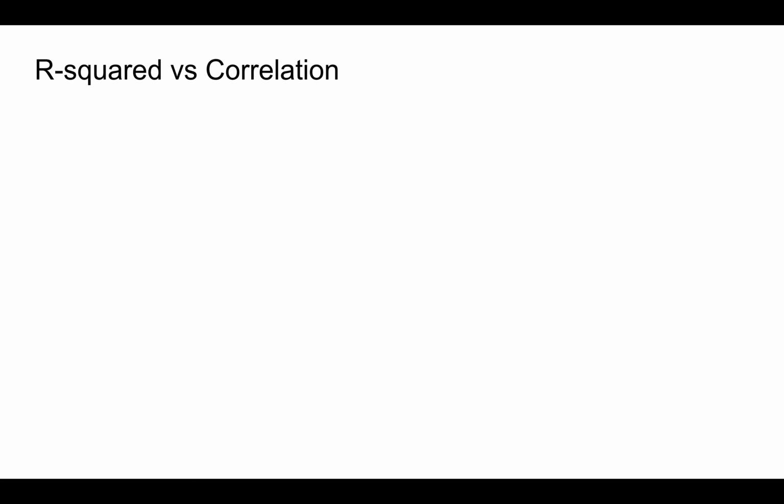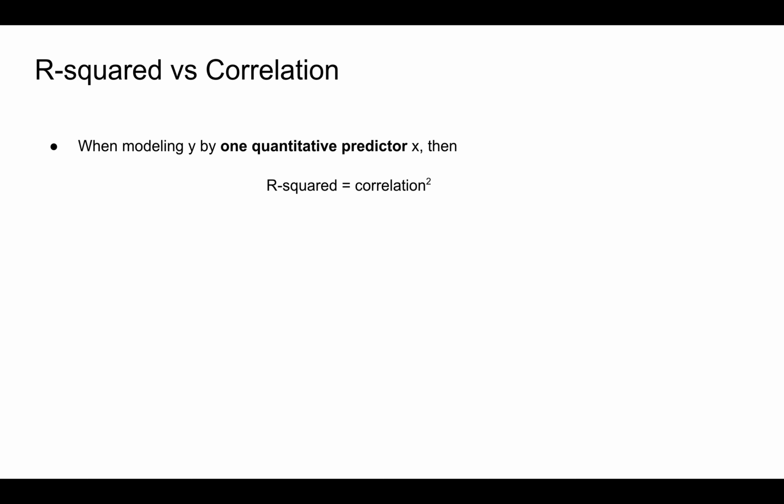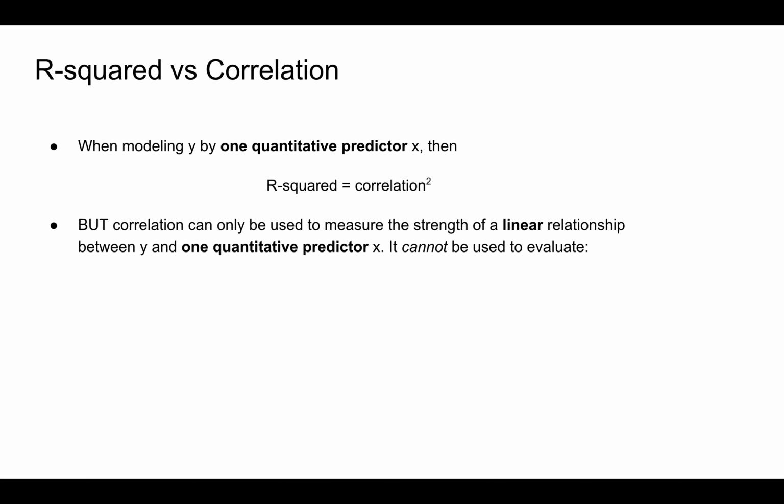Finally, I want to connect R-squared to perhaps a more familiar concept, that of correlation. In the very special case in which we're modeling y by one quantitative predictor x, we can also measure model strength using correlation. In fact, in this case, R-squared is equal to the squared correlation. But correlation is very limited in its usefulness. It can only be used to measure the strength of a linear relationship between y and one quantitative predictor x.